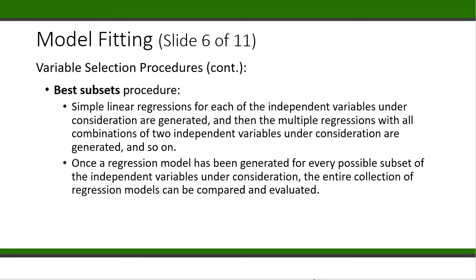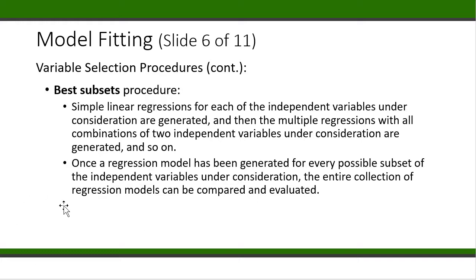There's also something called best subsets. Here you start with a simple linear regression for each of the independent variables, and then multiple regression with all the combinations of two independent variables. Once you generate a model for every possible subset of the independent variables, then the entire collection of all those models is compared and evaluated. So again, the one that explains the most and is the best fit to your data would be chosen.